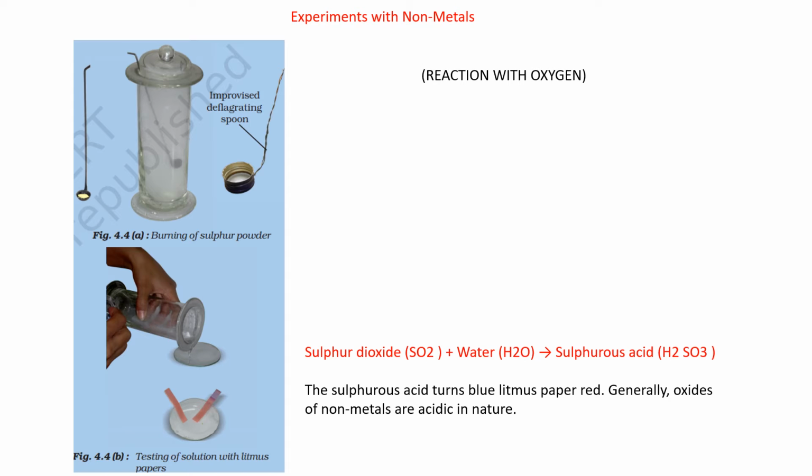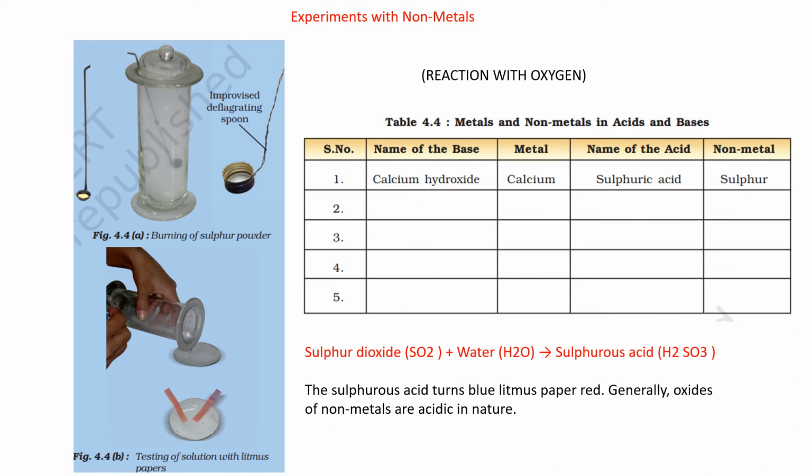acid. Right? It is not making a base, so what is it making now? It is making an acid. So this acid is H2SO3. So the sulfurous acid turns blue litmus paper red. It turns blue litmus paper red.